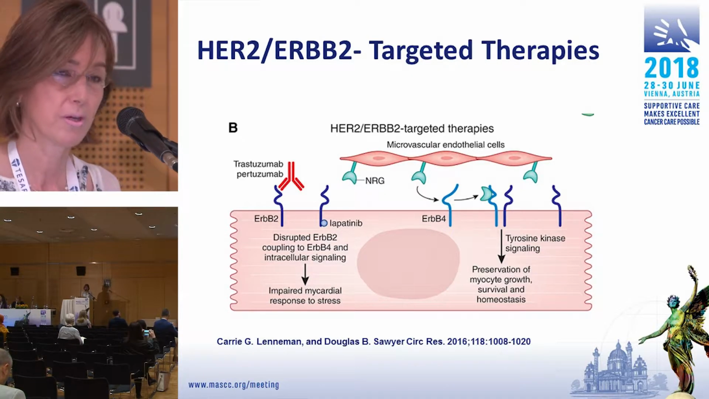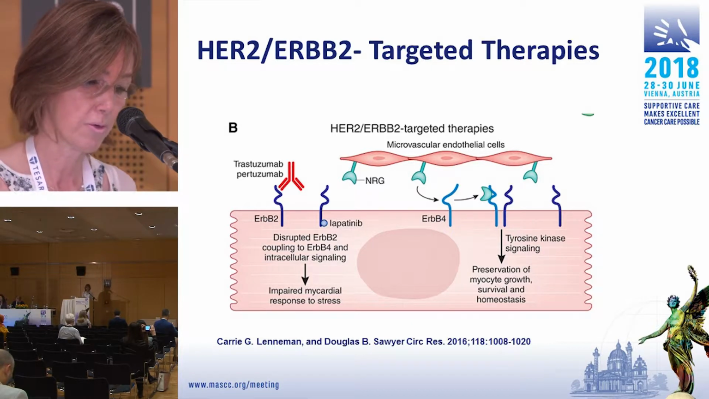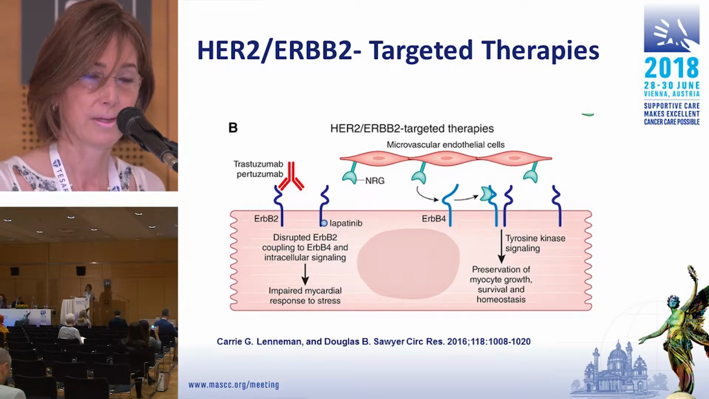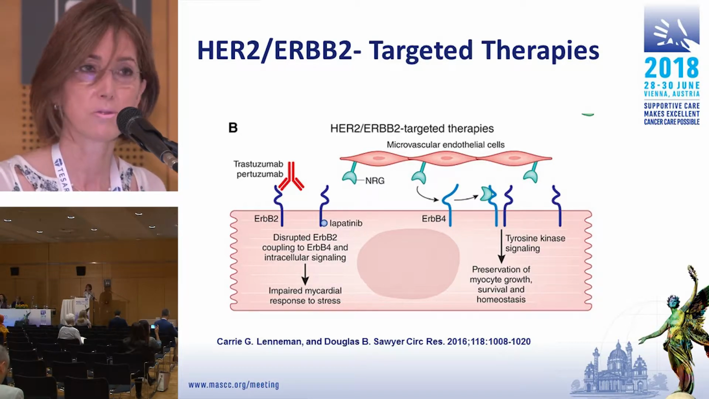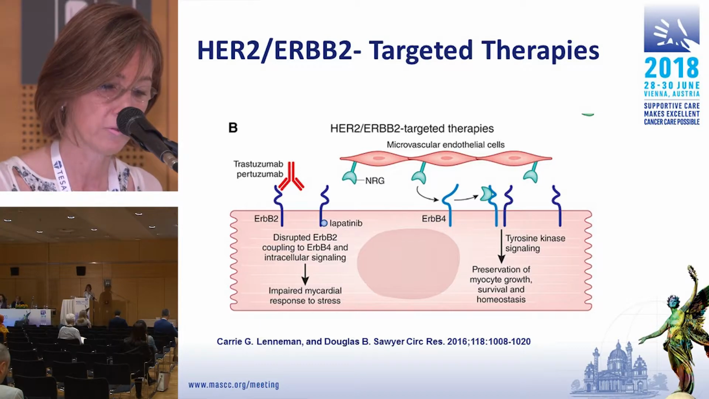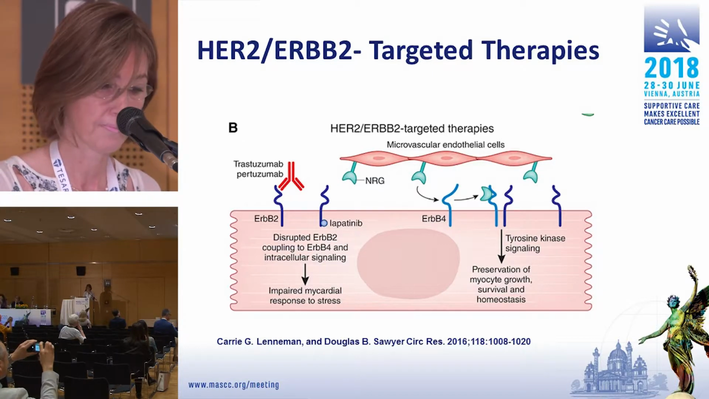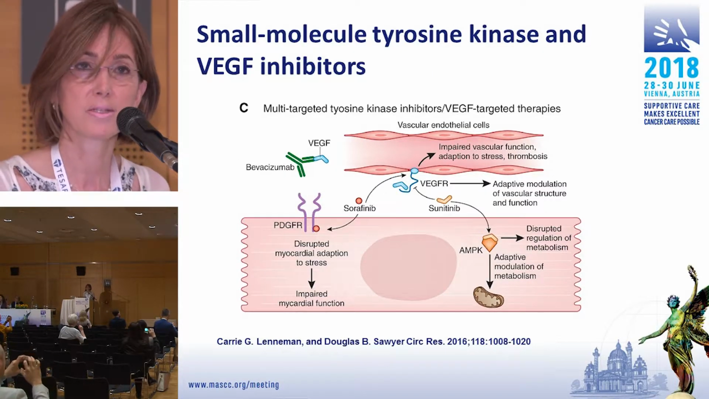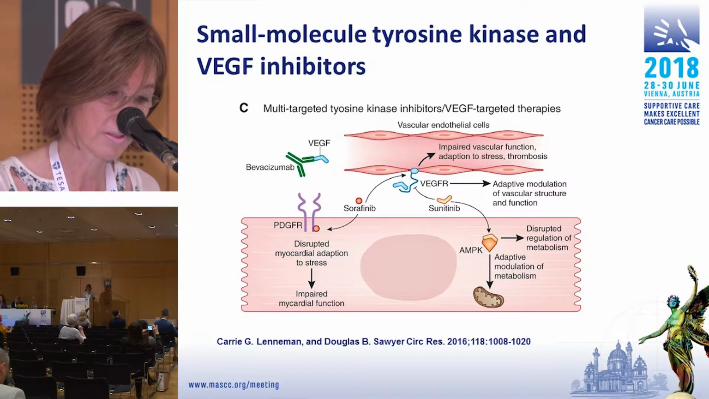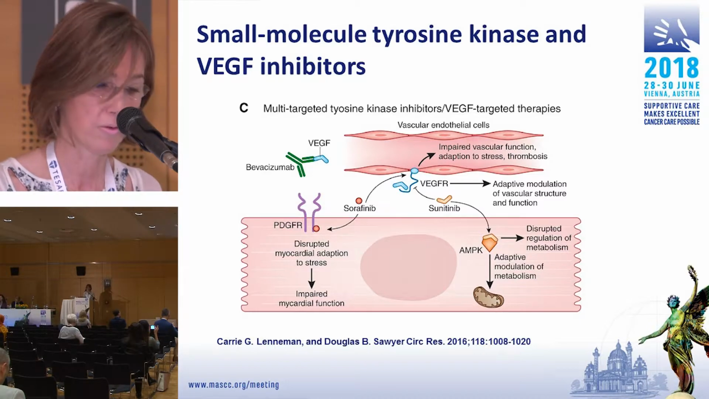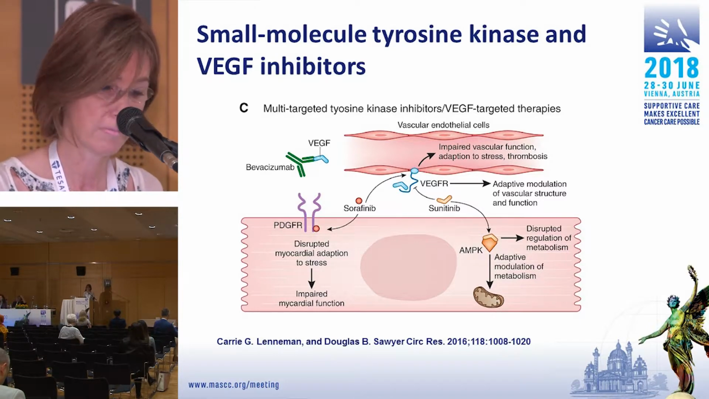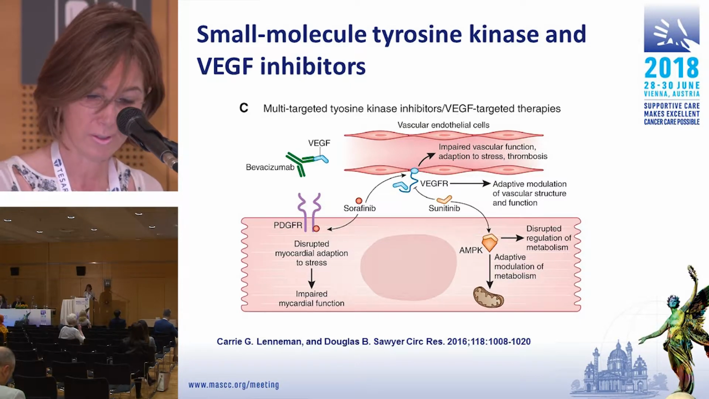The HER2 or ERBB2 target therapies can also affect not only the myocardium but also the endothelium. That leads to systemic hypertension. These medications, such as trastuzumab, are commonly used in the treatment of breast cancer in addition to the anthracycline antibiotics. They also cause a disruption of the ERBB2 receptor with the NRG that lead to disrupted coupling in the myocardial cell with decreased response in stress and myocardial damage. Small molecule tyrosine kinases have a similar effect. They both affect the vascular endothelial cells with impaired vascular function, increasing risk of atherosclerosis, but also block the tyrosine kinases in the myocardial cell, lead to impaired myocardial function and impaired response to stress.